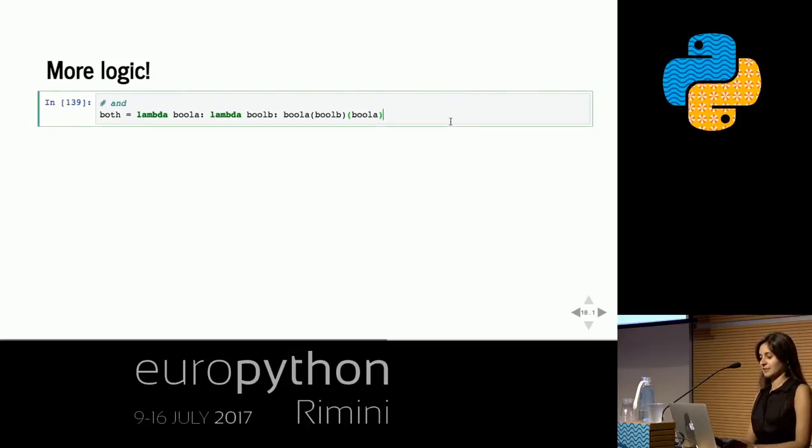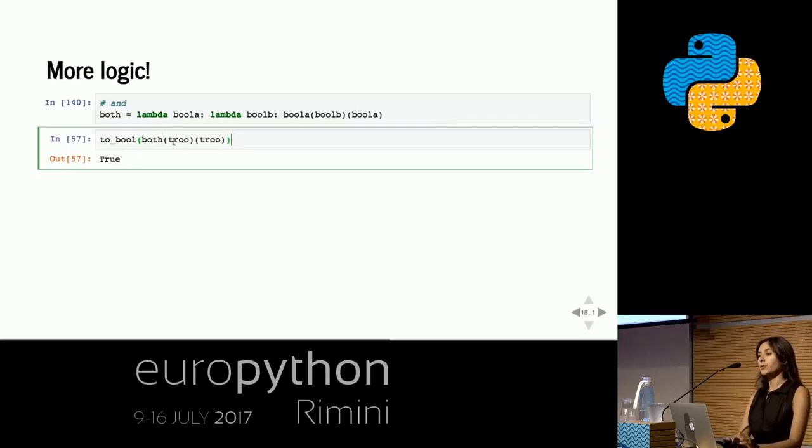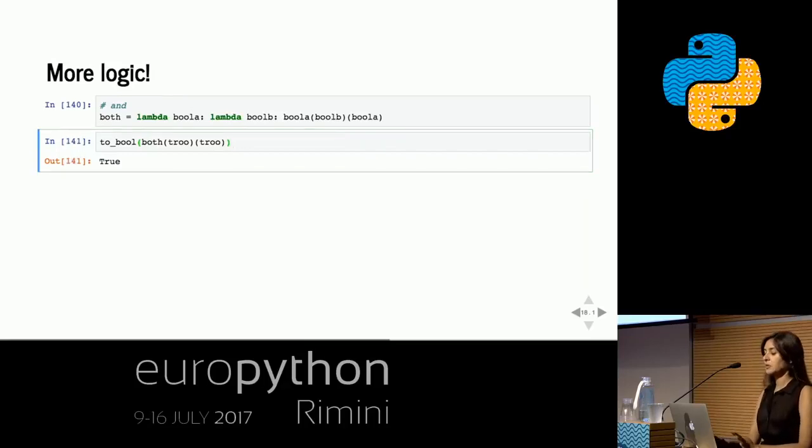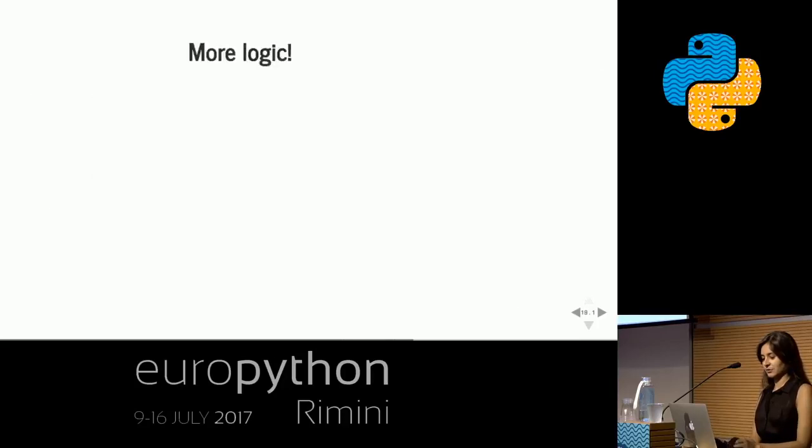Maybe we can convince ourselves by actually applying it to stuff. So I should be able to do both true, true, and that should be true, right? Let's see what happens. Okay, all right, what if I change it? This should give me, it did. Okay, what about this? Oh, one more to check. Okay, are we convinced? All right, I'm gonna skip, these were just more examples, okay?